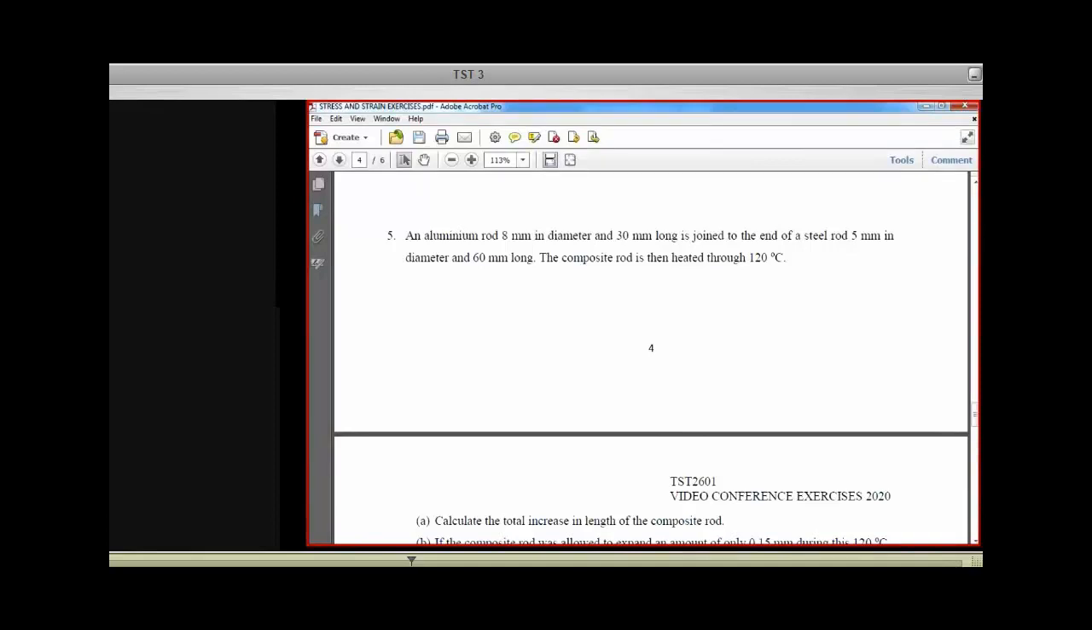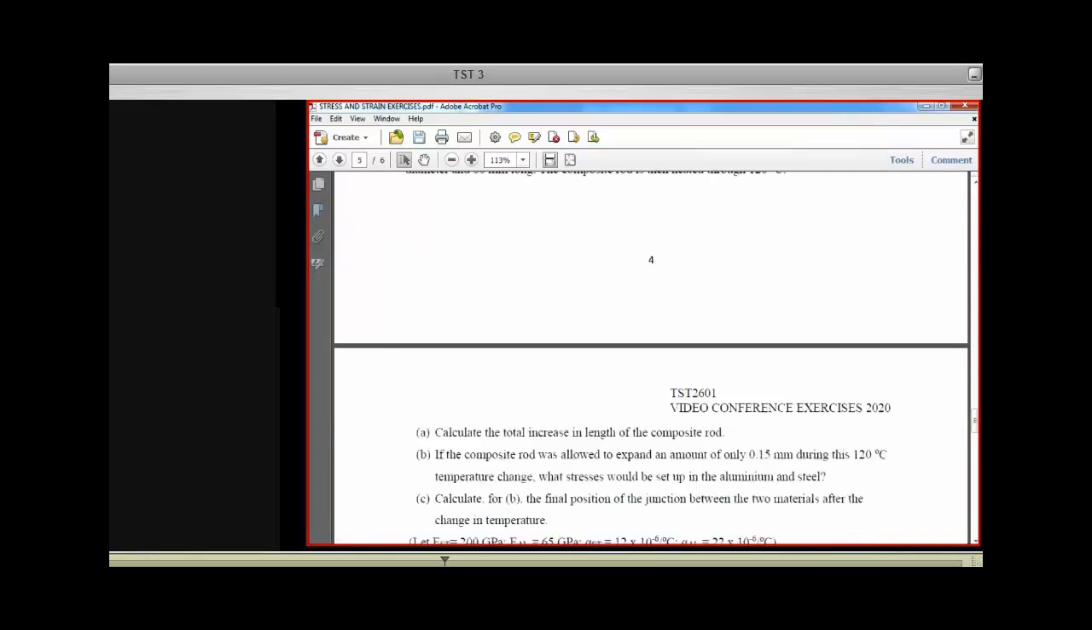It said the diameter and this long is joined to the end of a steel rod. So that means the connection is in series. And remember, when the connection is in series, they expand differently, such that the total expansion will now be the addition of the expansion of individual material. And if they are arranged in series also, the load or the force is being transferred through the material. So the loading transferred in material A is the same load in material B. I just wanted to remember that before we go to the calculation.